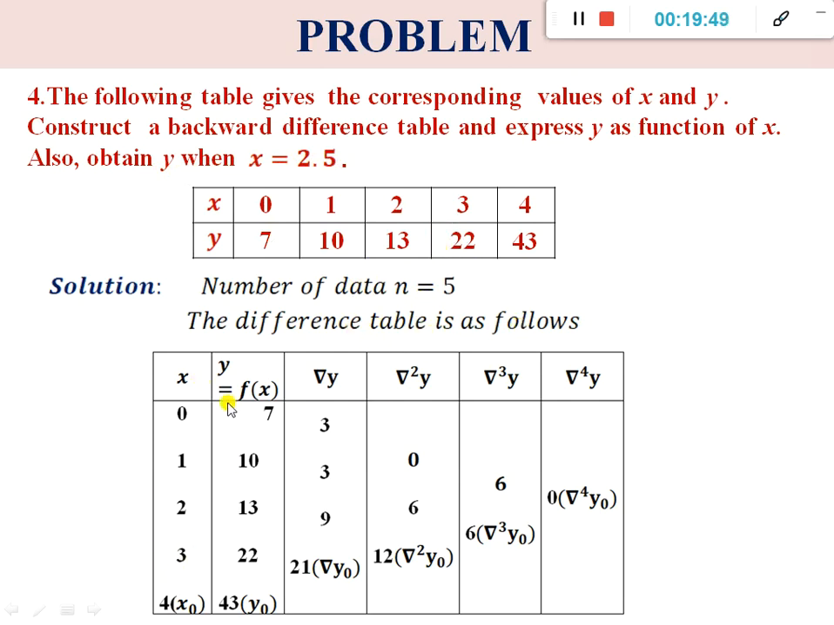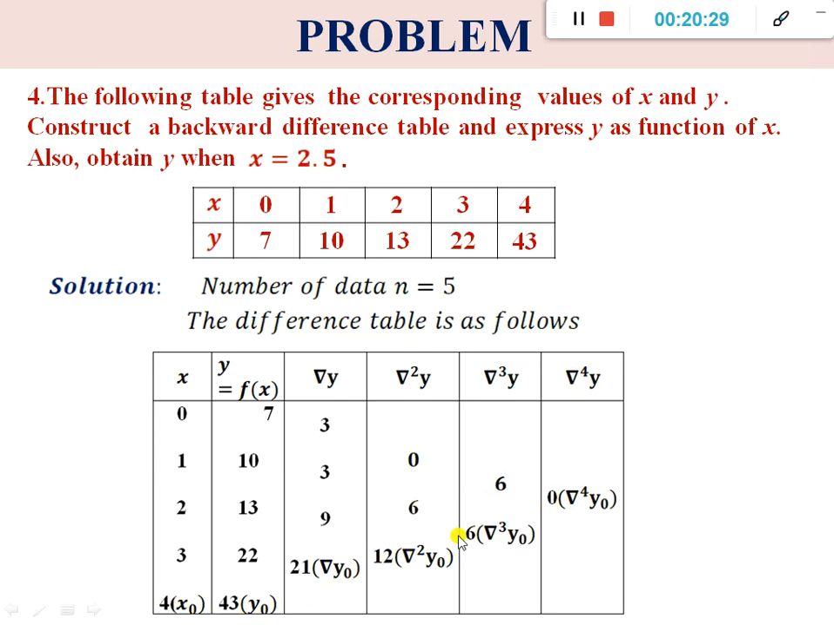Take down the first column as x data and second column as y data, followed by the columns delta y, delta square y, delta cube y, delta power 4 y, up to the single one. We are doing this process. Now delta y: 10 minus 7 is 3, 13 minus 10 is 3, 22 minus 13 is 9, 43 minus 22 is 21. Likewise, delta square: 3 minus 3 is 0, 9 minus 3 is 6, 21 minus 9 is 12. And delta cube: 6 minus 0 is 6, 12 minus 6 is 6, and delta power 4: 6 minus 6 is 0.